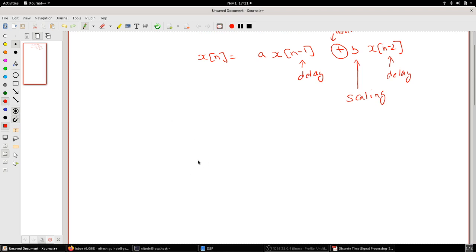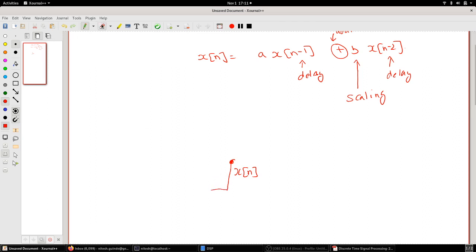So let's say you are given this kind of an equation. How do you represent this? One way you do that is you have x of n which is coming in. Okay, let's say this is a point which is x of n. One way of doing this is you delay this. So think about like this is not the case.